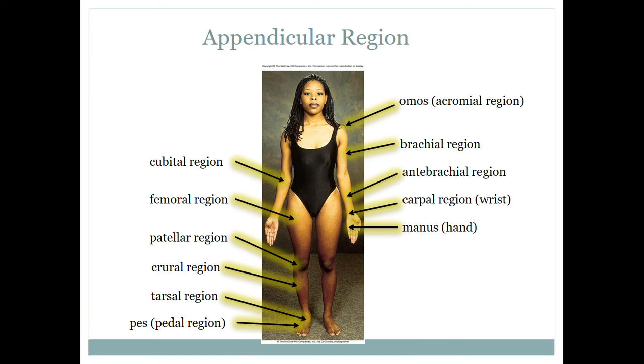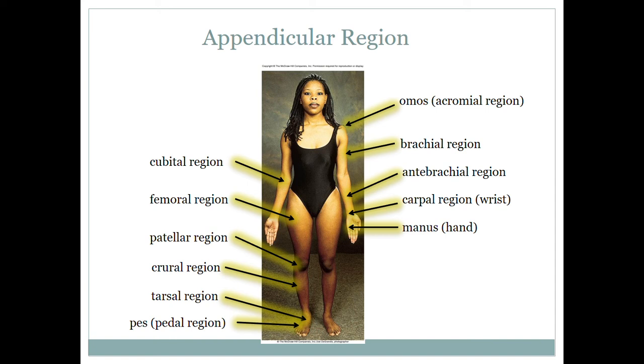In addition, there are also technical terms that are used to describe different regions located along the limbs. Most of these regions also have common names. For example, the upper part of the arm can be called the upper arm, but anatomists refer to this region as the brachial region. So the terms that I want you to know are these technical ones.